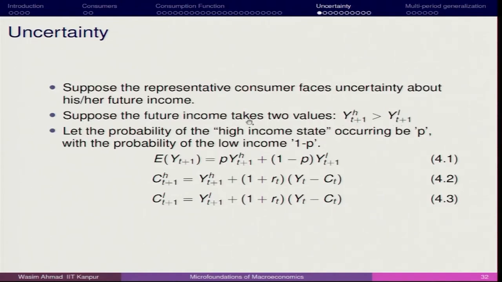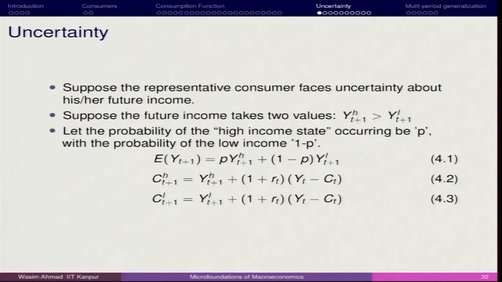So, his future income is going to face this, either it could be higher or it could be lower, and as far as y is concerned we refer to it as income. Now, once I have the uncertainty, then there will be a likelihood attached. So, we attach the probability concept here. Let the probability of the high income state occurring be p and the probability of the low income state be 1 minus p.